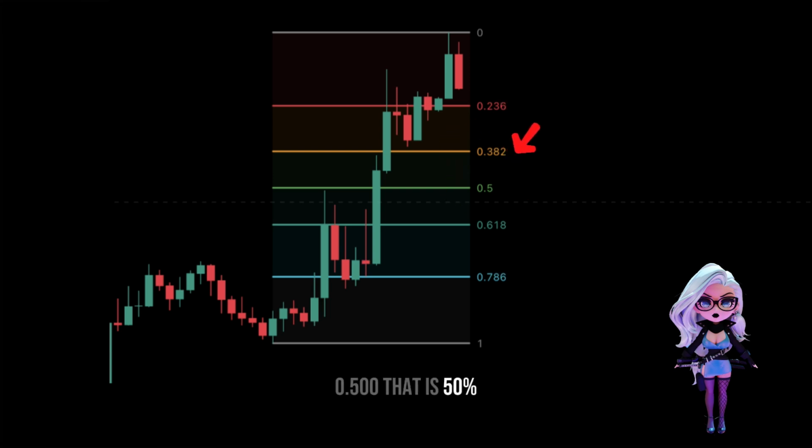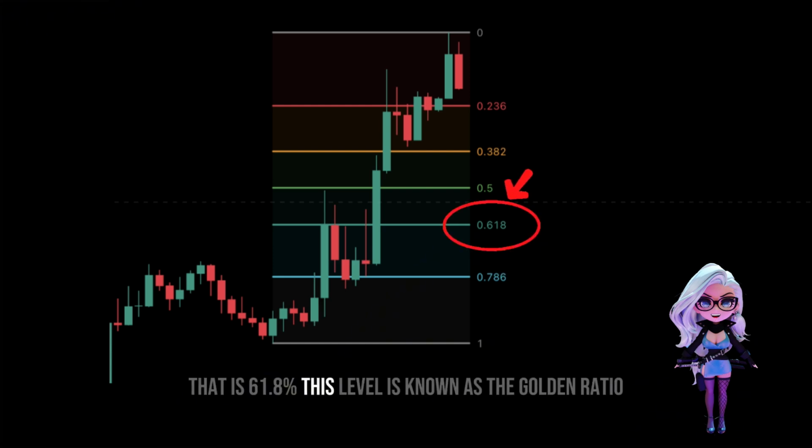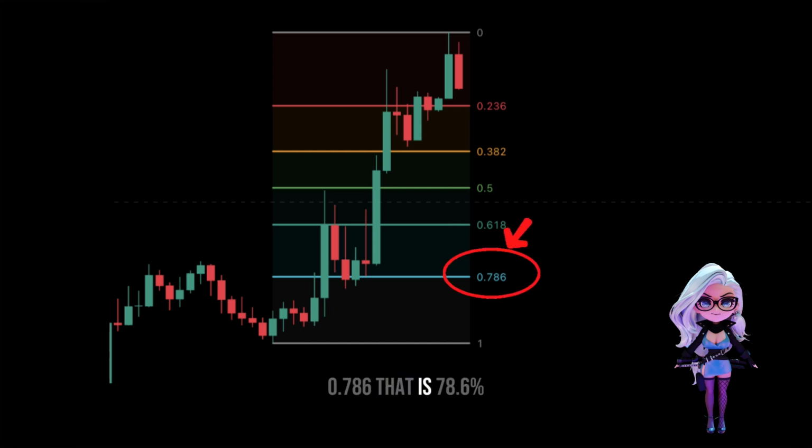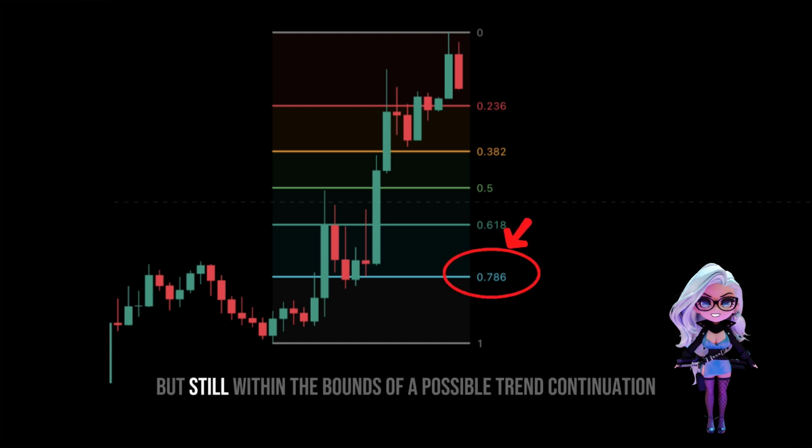0.500, that is 50%. This level is not an official Fibonacci ratio but is widely used as a psychological retracement point. 0.618, that is 61.8%. This level is known as the golden ratio and is considered a very significant level for potential reversals. 0.786, that is 78.6%. This level indicates a deep retracement but still within the bounds of a possible trend continuation.